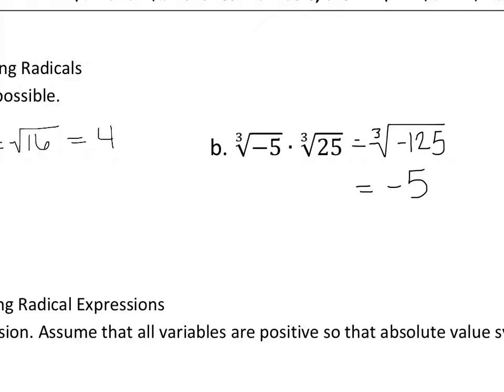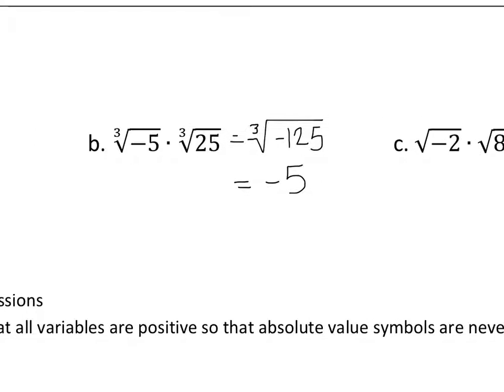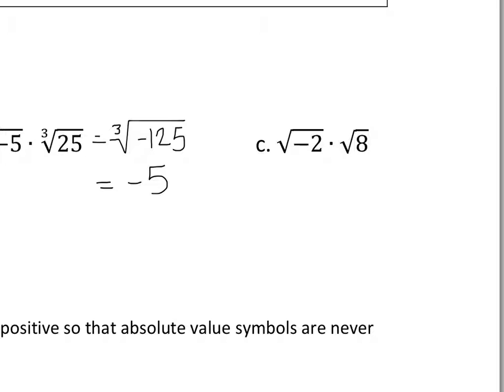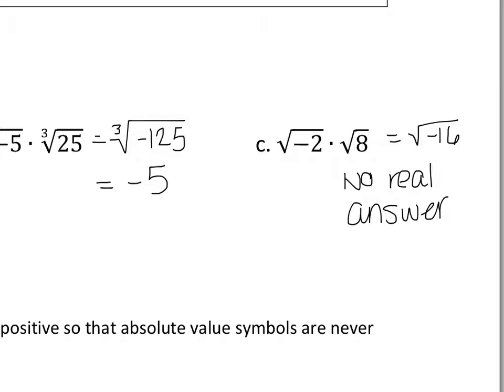Any questions so far? So you're just putting them together? Just putting them together is correct. You're multiplying them together on the inside. What are those multiplied together? Negative 16. What do you get for that? 4i, but we're not dealing with imaginaries, so there's no real answer, because it's an even root of a negative number.